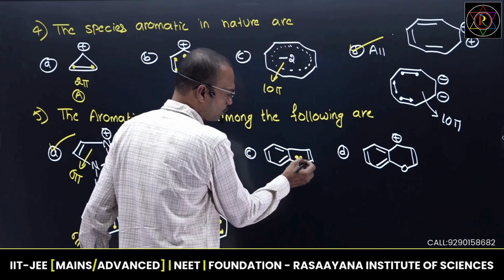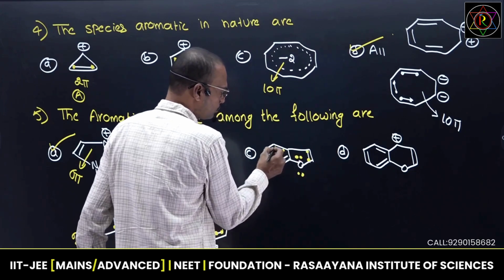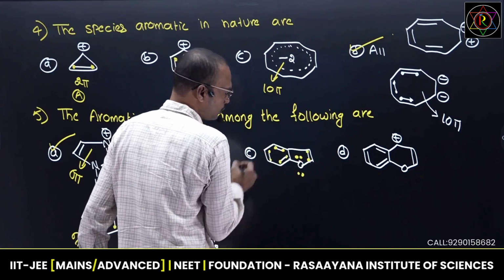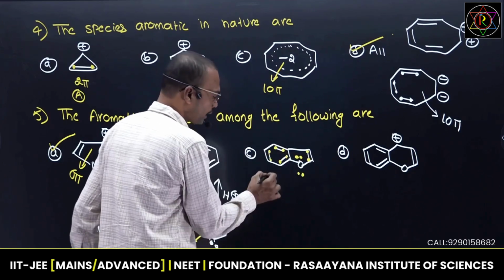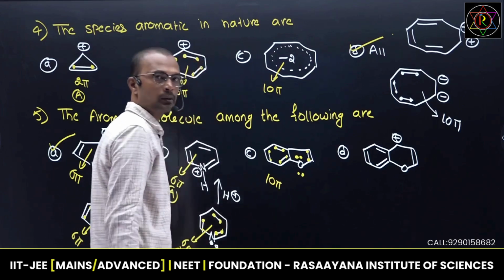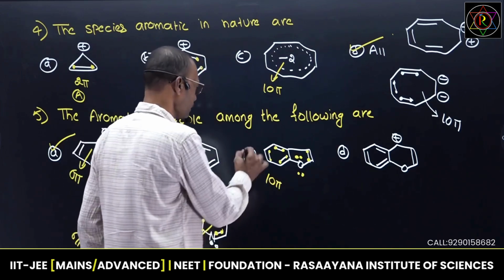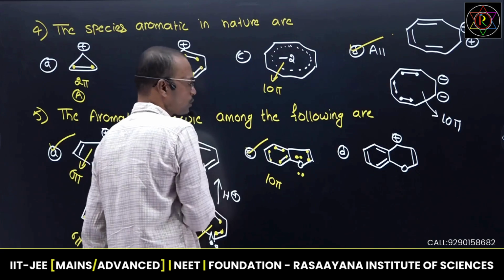So 2 electrons, 6 pi electrons. Now total 2, 4, 6, 8, 10. Now the total ring carries 10 pi electrons. So with 10 pi electrons, this ring is found to be aromatic in nature. It is also aromatic in nature.